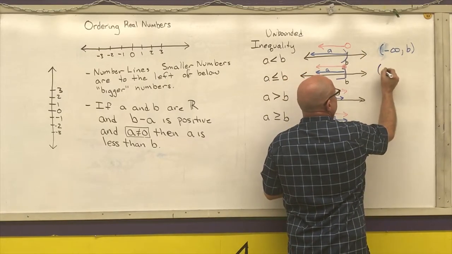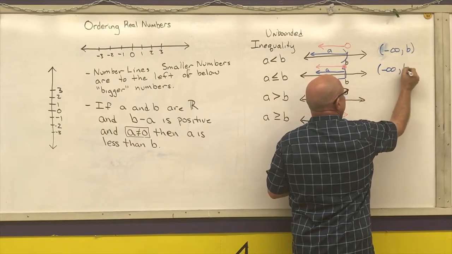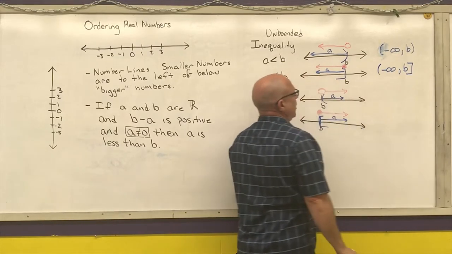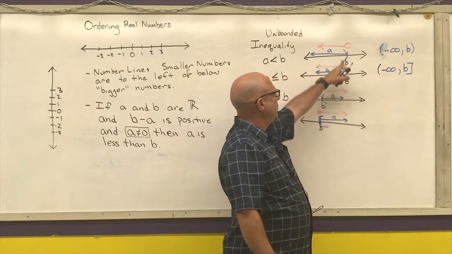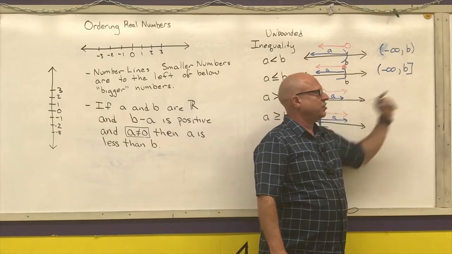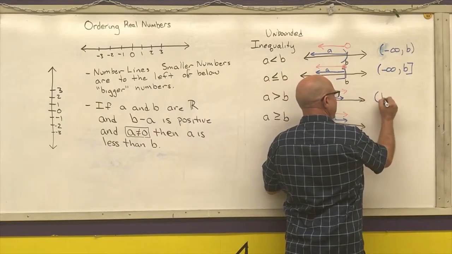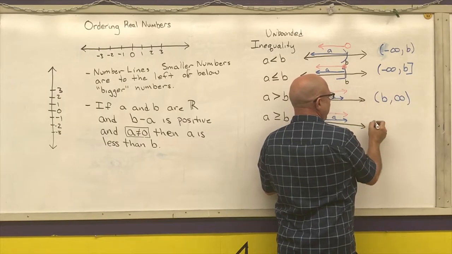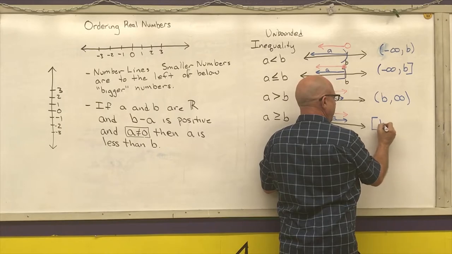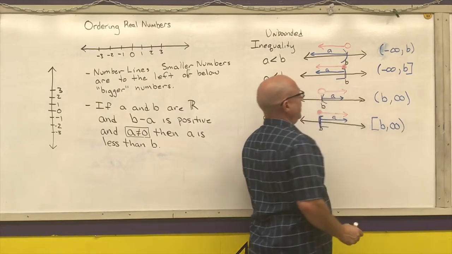Here, A goes from negative infinity to B, but it touches B, so I use a square bracket. Notice that the brackets I use are the same as the brackets that I use on the number line. Here, I would start at B and go to infinity. And here, I would start at B, touching it, going to infinity.